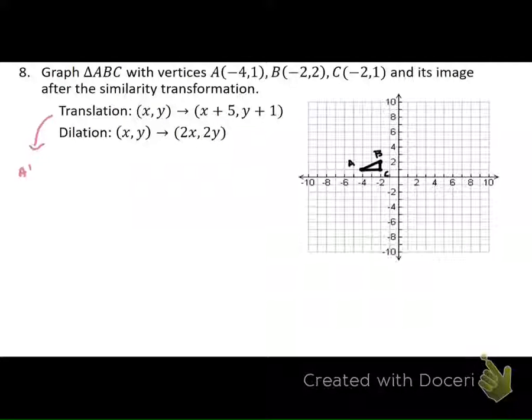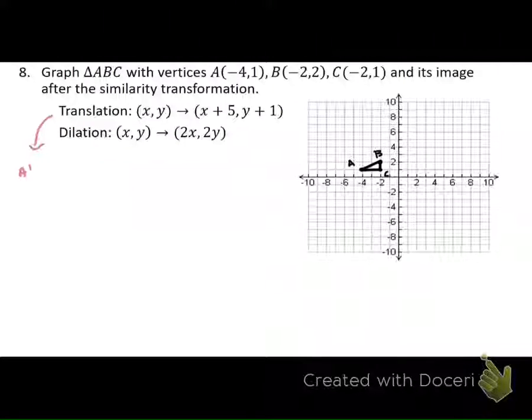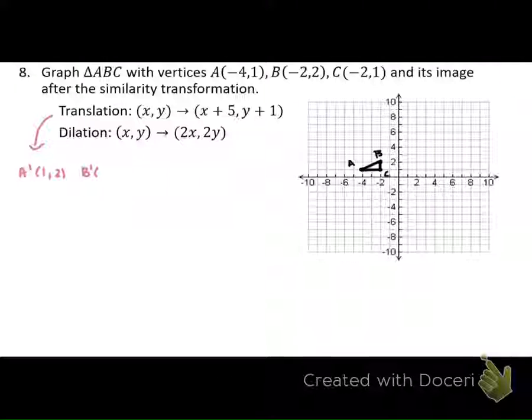Hayden, if we're doing the translation x plus 5, y plus 1, what does A's image look like? Negative 4. There you go. Olivia, what does B look like? Yep. In Harmony, what does C look like?